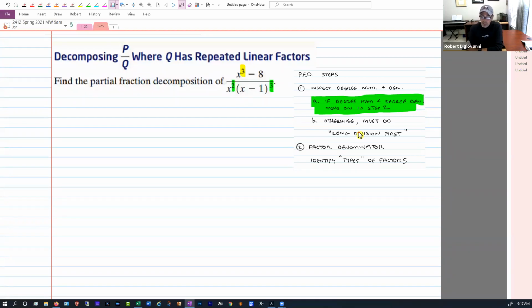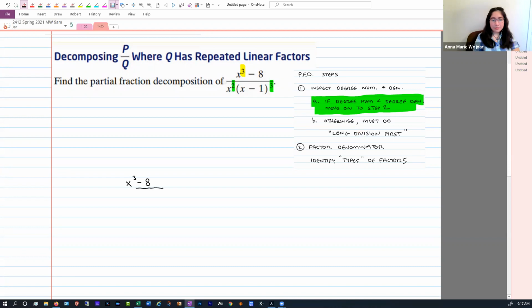Okay, so we are at step 2, factor. So what's good about this? What's good about this problem? It's already factored, right? It was presented to us that way.